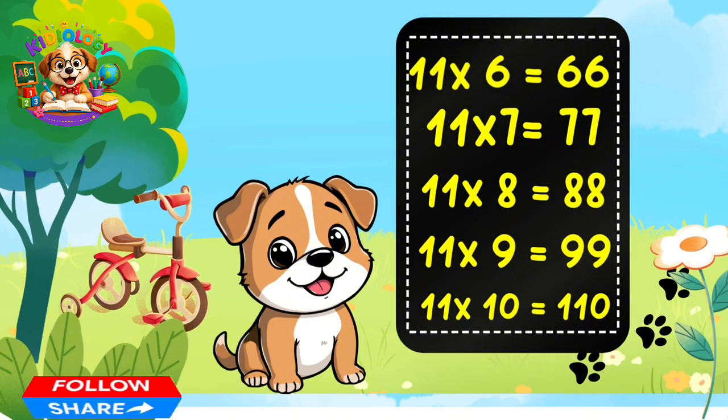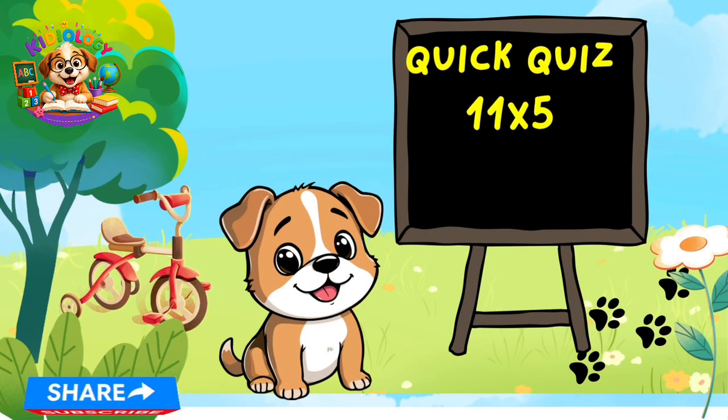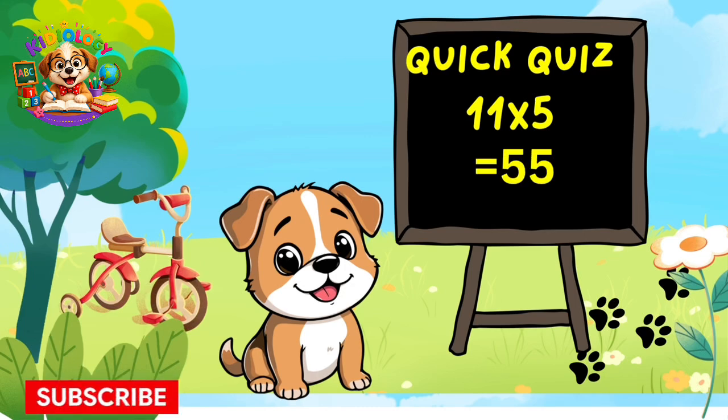Now, are you guys ready for a small quiz? Get ready. 11 5 are. Can you guess what is 11 5 are? Simply multiply 5 with 1 on both sides. 1 5 are 5. 1 5 are 5. The answer is 55. 11 5 are 55.